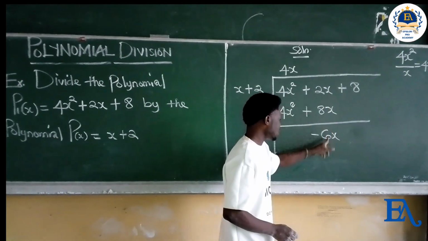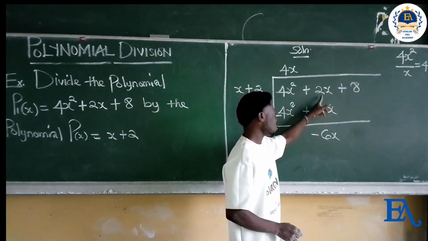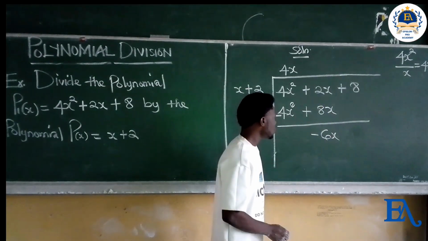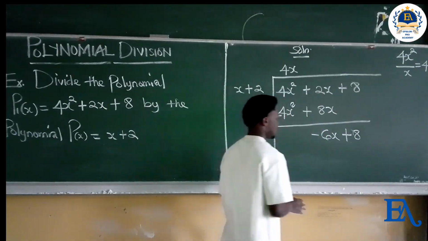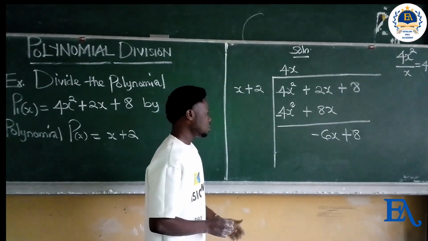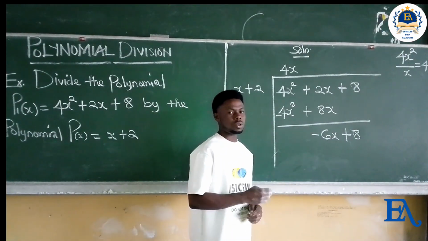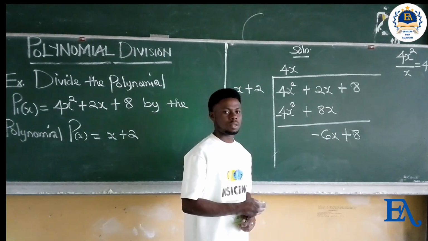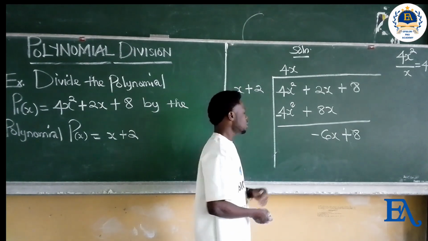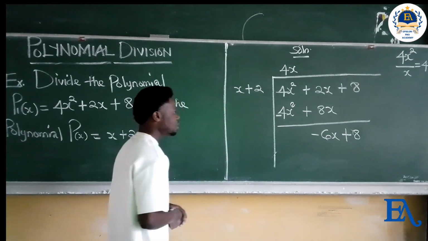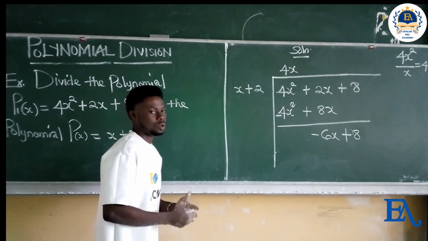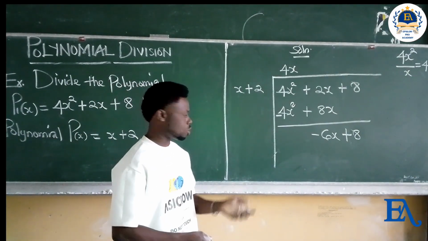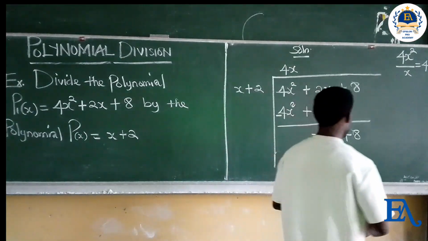It is always in order. So we have plus 8. Yes, plus 8. This is the new dividend. So we are going to repeat the steps again according to step number 4. Starting from step number 1, divide the first term of the dividend by the first term of the divisor. Obtain another quotient.